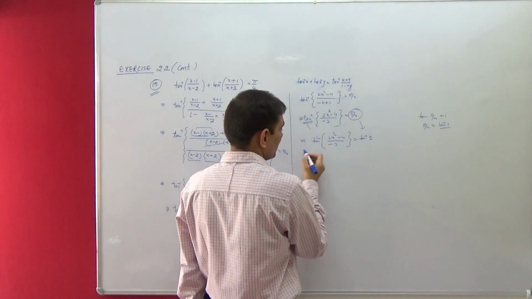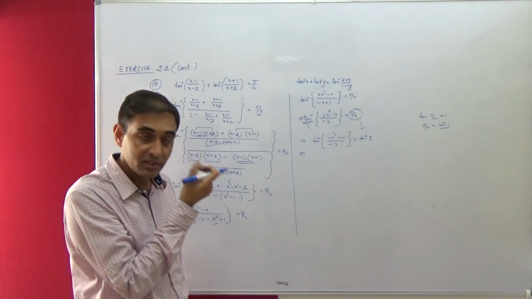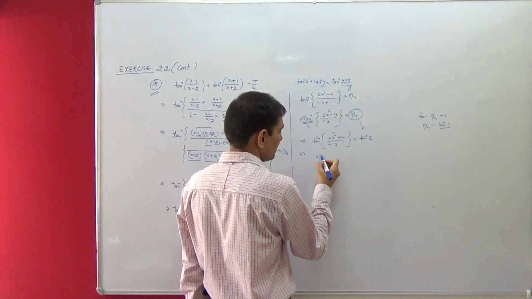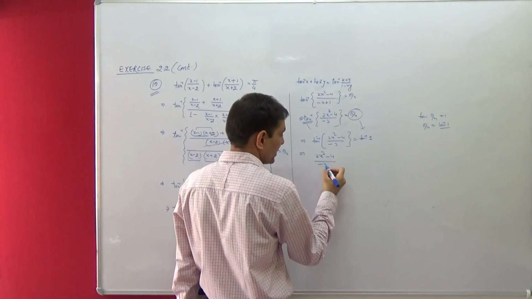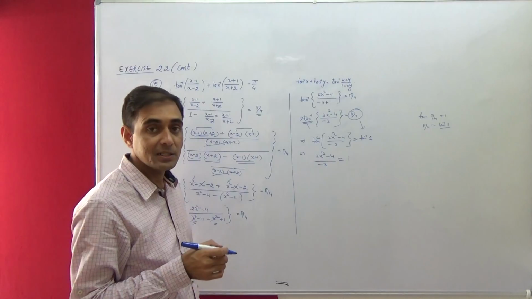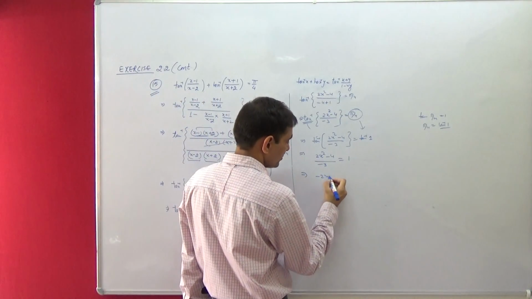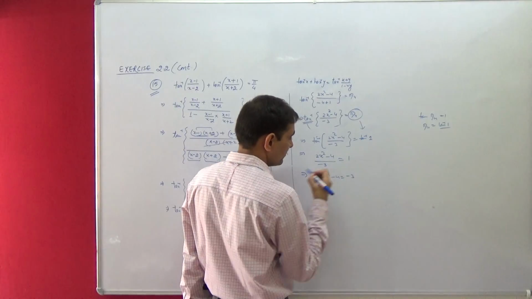Now, by comparison on both sides, because tangent inverse is a one-one function, you will write (2x square minus 4) upon minus 3 is 1. Now by simplifying this, we will get x. This implies 2x square minus 4 is minus 3.